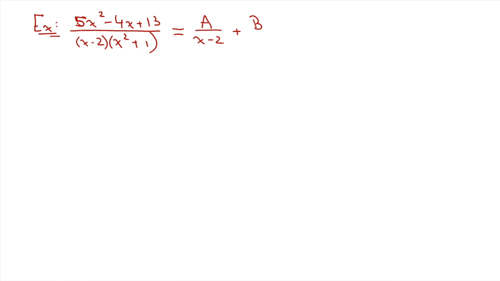Remember, 1 degree less than the one below it. So what's 1 degree less than x squared? X. So it's going to be bx.